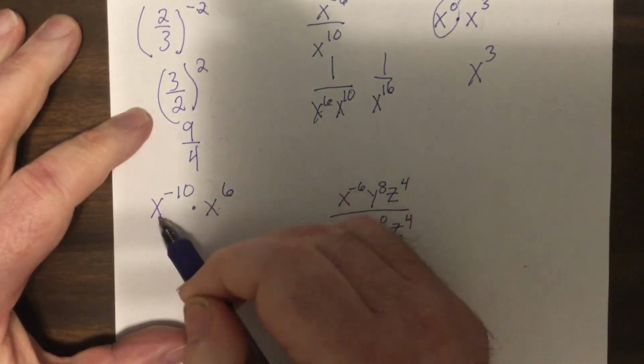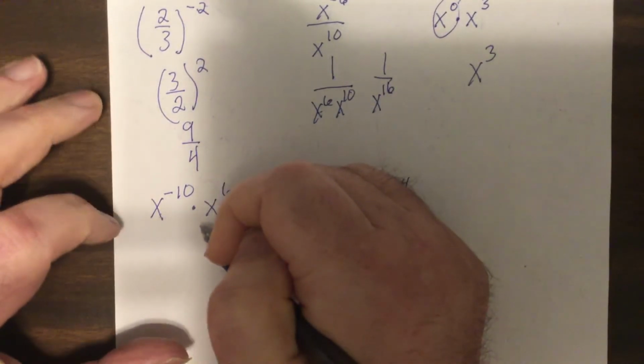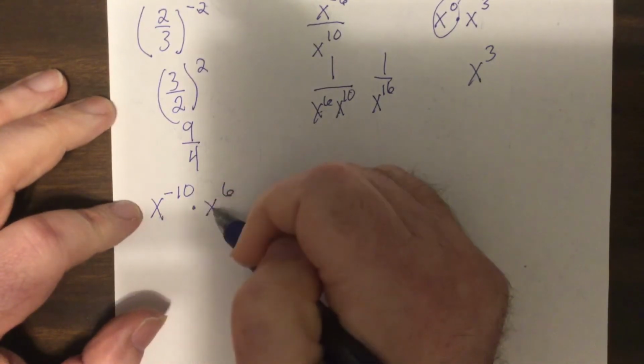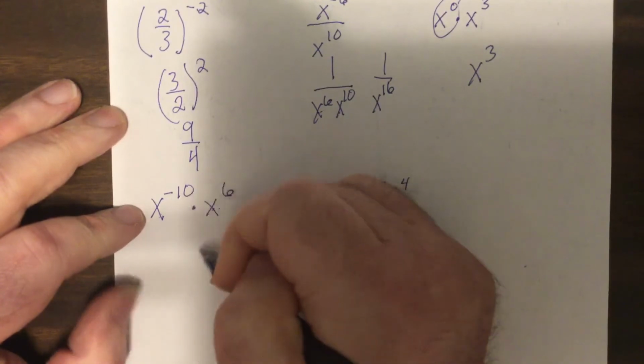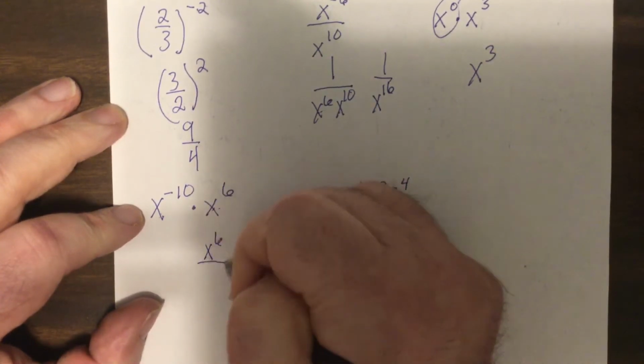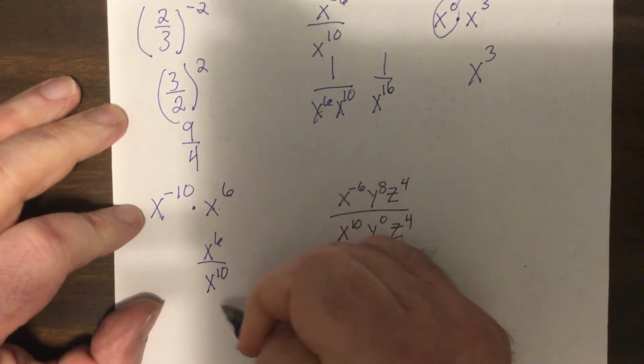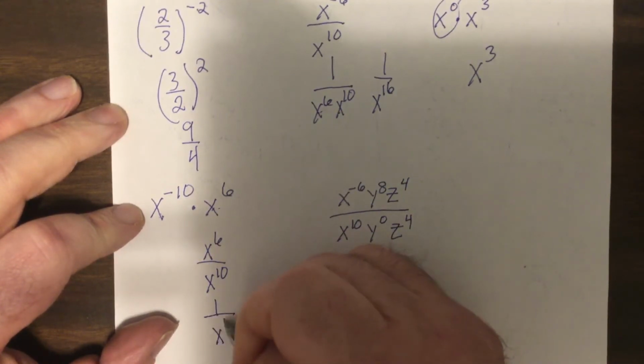Okay, when you multiply two, you can do this a lot of different ways. You could multiply two things with the same base, you add, and then deal with the negative. Or you could bring this one on down. x to the 6 over x to the 10th. So that'd be 1 over x to the 4th.